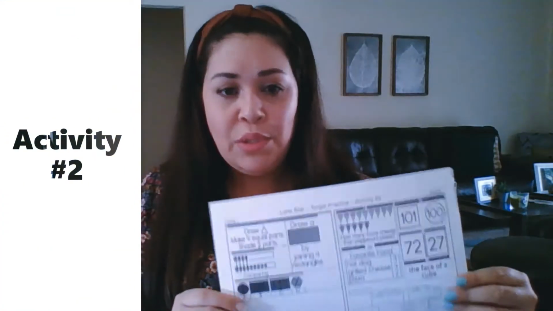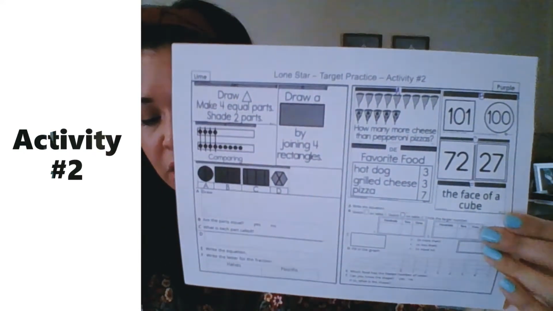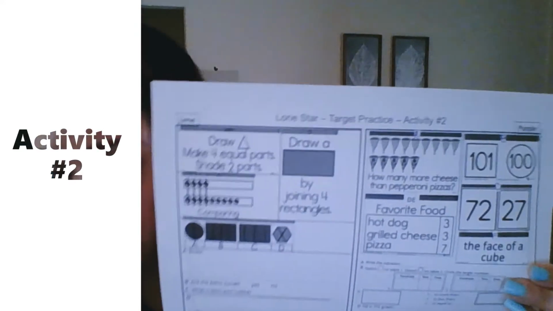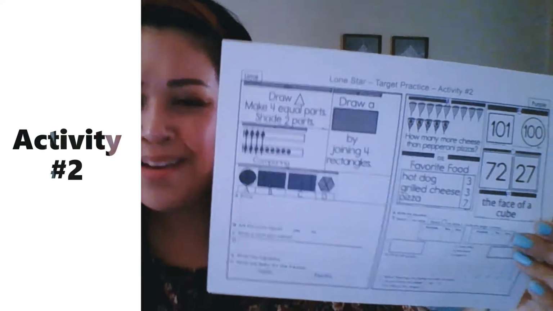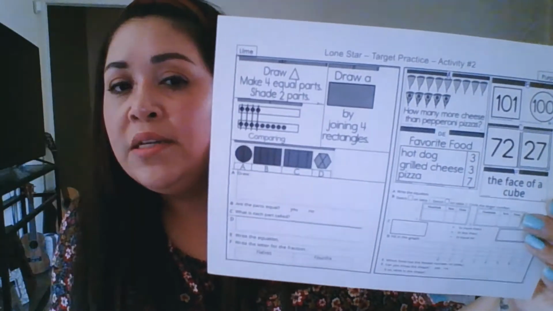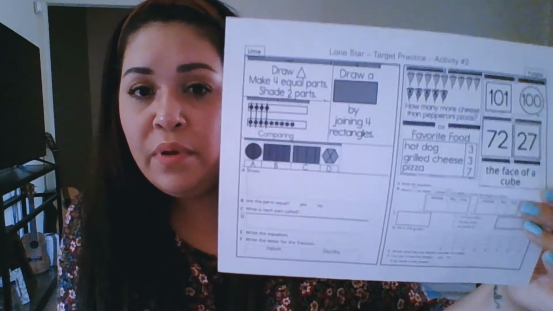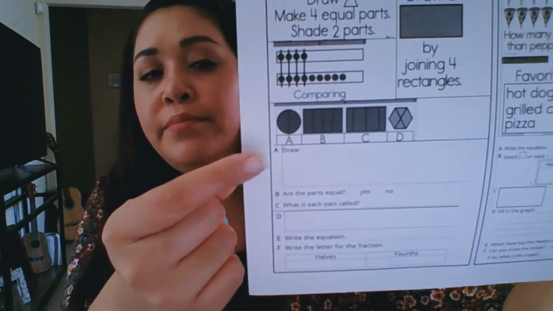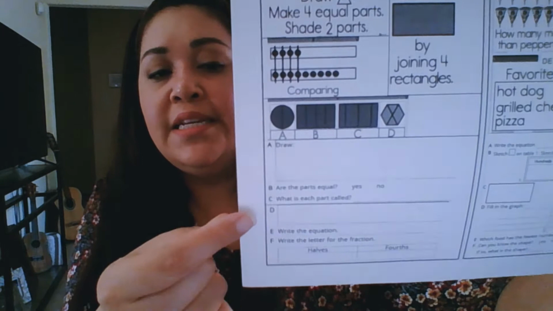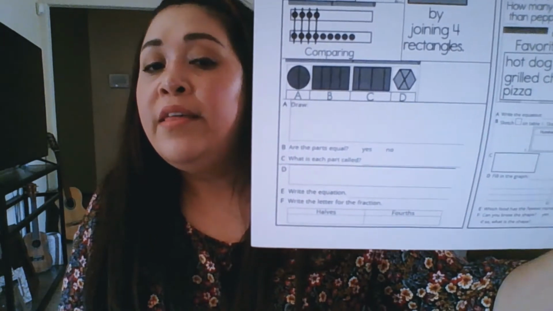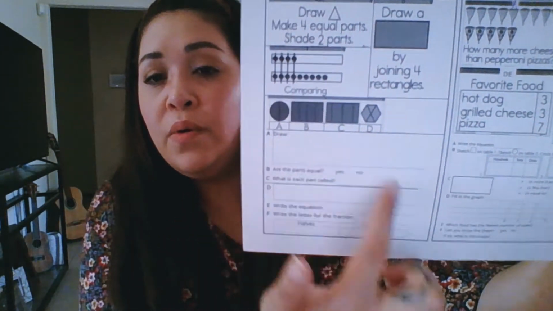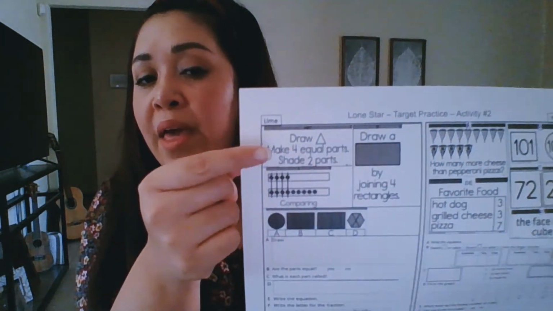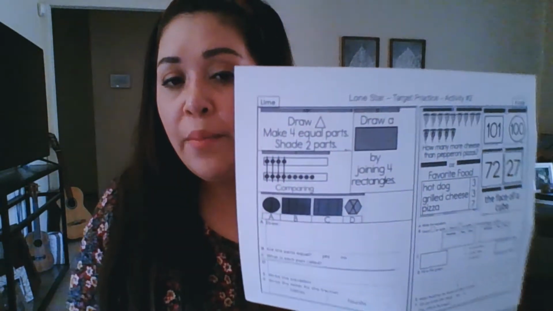Activity number 2 looks a little weird. Okay? But I promise you it's not weird. Remember in class when we did Lone Star? We did Lone Star very little. We didn't do it a lot. But here you're going to have Lone Star from here on out. Do you see these letters at the bottom? A, B, C, D, E, and F? Those questions, these are your questions. They go with the pictures at the top.